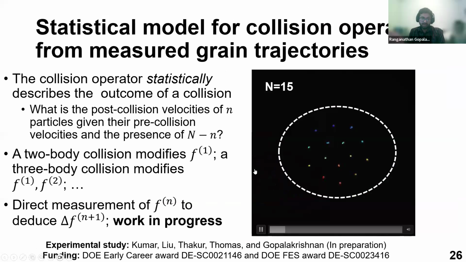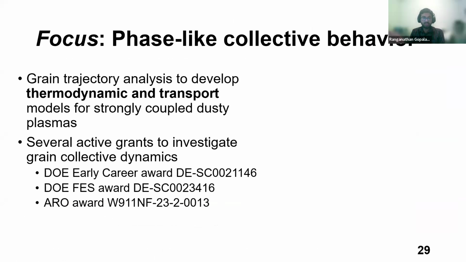So we are trying to tease out these collision operators from the data, and that is work in progress, where we had this foundation laid by Ravi, who got a very good device that can produce an exactly controlled number of particles in clusters. And now we are trying to use it to generate data and then work with the data. There is a lot of analysis that we need to do moving forward. So overall, the focus of this type of work, where we understand phase-like collective behavior, is to develop a thermodynamic and transport framework for dusty plasmas.